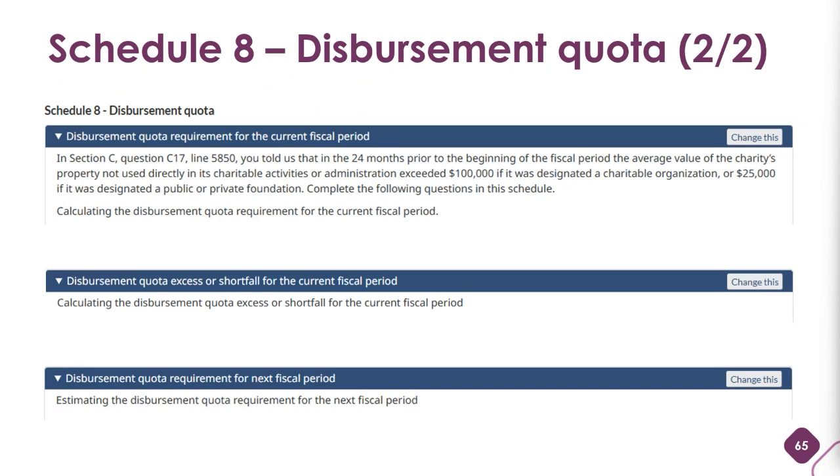You'll notice as you go through the questions that some of the values in the schedule have been pre-populated based on the amounts you've entered in other parts of the return. Always make sure to double check these amounts. This schedule is very important because it allows you to calculate your charity's disbursement quota, also known as the spending requirement, and to know if your charity has a disbursement shortfall or excess.